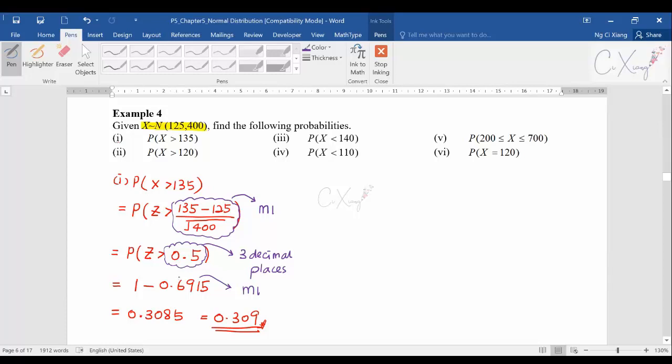So don't skip it. Some students say, this one very easy, I straight away take 1 minus the answer. I didn't show this method, this step. So you lost 1 mark also. Yeah, so the final answer, this is what we have.